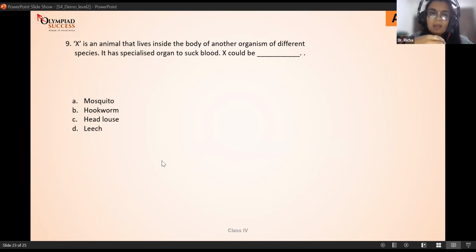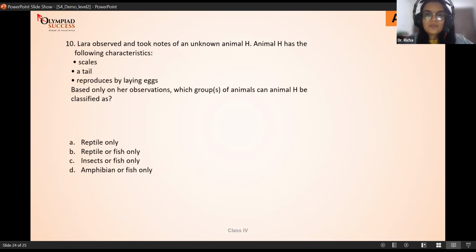Leech, again, they suck blood either from your leg, from your foot, from your arm, wherever they get attached to your body, they will start sucking blood from that particular part only. They don't go inside your body. Mosquitoes suck blood directly from your skin. It is hookworm. It is an intestinal worm. It goes inside your intestine through the food and gets itself attached there and sucks blood from there. Yes, it is hookworm. I will show you the picture of it in the next class.